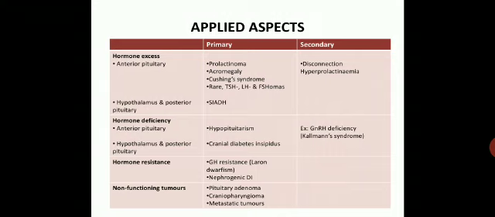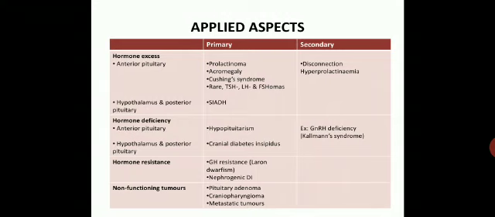So specific hormone excess or deficiency leads to the following conditions. If there is an excess of hormone in the anterior pituitary, primarily it may cause prolactinoma, acromegaly, Cushing syndrome, or rarely TSH, LH or FSH adenomas, and secondarily it can produce disconnection hyperprolactinemia. Then if there is an excess in the hypothalamus and posterior pituitary, it may lead primarily to SIADH, that is syndrome of inappropriate antidiuretic hormone secretion.